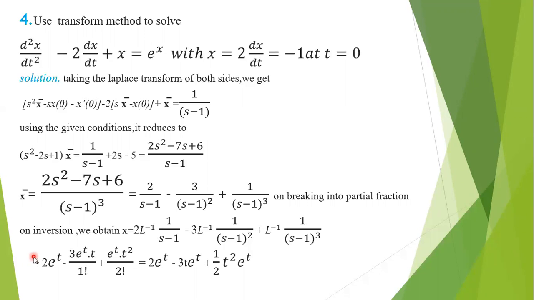Therefore, x is equal to 2 into e raised to t minus 3 into e raised to t into t upon 1 factorial plus e raised to t into t square upon 2 factorial, which is equal to, we will be simplifying this, 2 into e raised to t minus 3t into e raised to t plus 1 by 2 into t square into e raised to t.